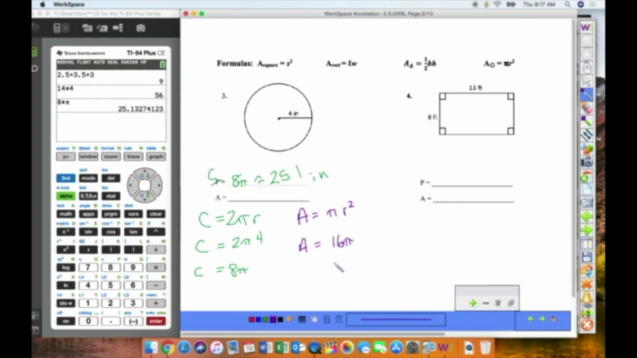And we don't write pi 16. Pi doesn't come first. Pi always comes last. It's kind of like dessert when you're eating. You know, dessert always comes last. Always save the pie for last. So no pi 16, it's 16 pi.